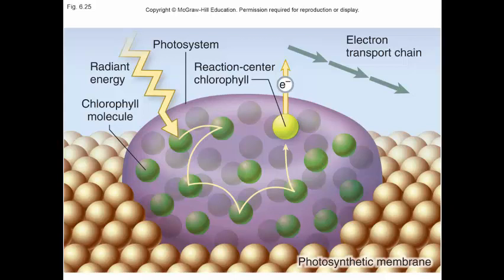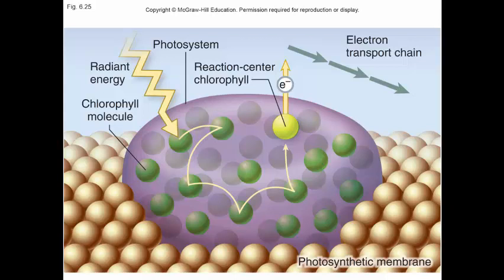Now, there are really two sets of reactions that photosynthesis is broken down into. Light-dependent reactions capture the light and convert it to chemical energy in the form of ATP. Light-independent reactions, also called dark reactions, use the ATP to convert carbon dioxide to organic compounds. And then you have to deal with carbon fixation. This is the process used to convert carbon compounds to organic compounds.